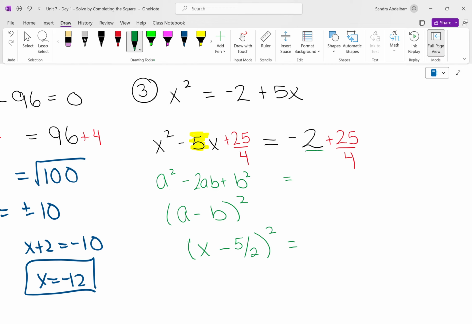And now on this other side, we need to create a common denominator. So I'm going to create a common denominator of 4. So it's negative 8 over 4 plus 25 over 4, which is going to give us 17 over 4.